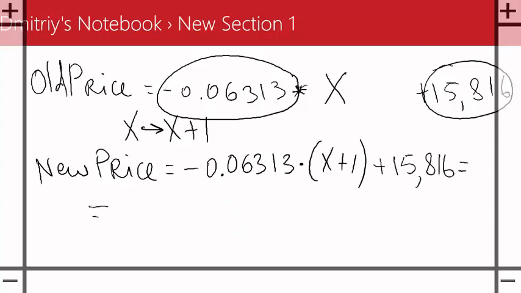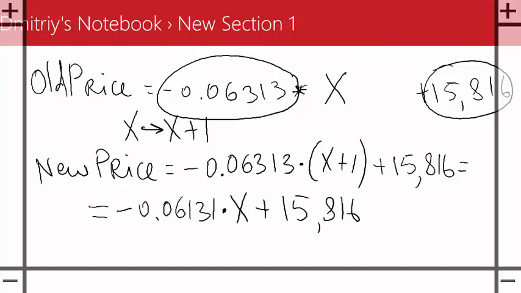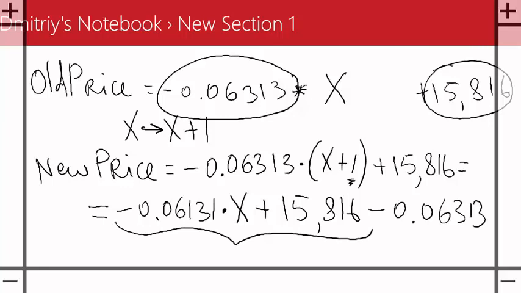Now I can basically rearrange things a little bit. So it's minus 0.06313 times X, and then I'm going to have the free term, 15,816, but also there is a term that comes from this plus 1. That is slope times plus 1, that is minus 0.06313. So over here, this portion is none other than my old price, when the mileage was still X. So this is old price.